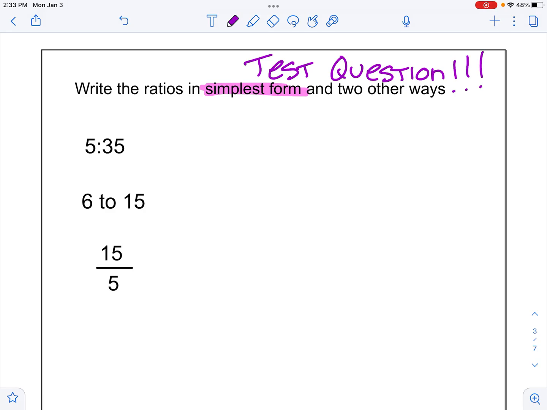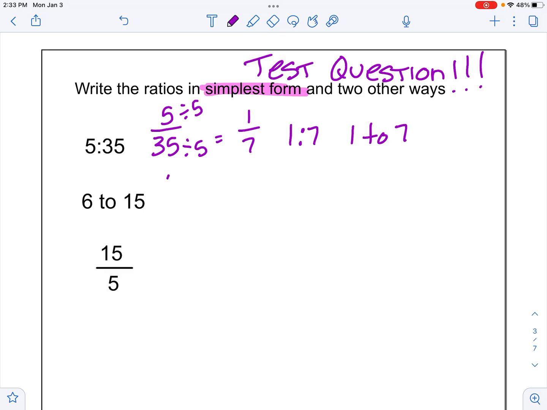So let's just write 5 to 35 as a fraction. 5 is your numerator, 35 is your denominator. Well, that obviously can be reduced by dividing both of these by 5. So it's going to be 1/7. Then you're going to write it with a colon, and then you're going to write it with the word "to" in between. So test question.